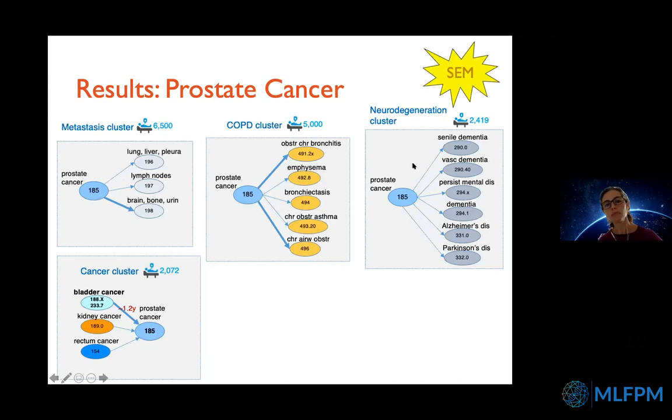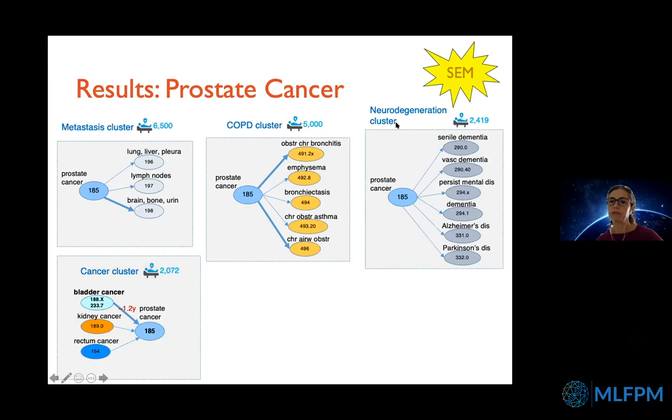Another interesting cluster was the one that we named COPD, the chronic obstructive pulmonary disease cluster, that contains a first diagnosis of prostate cancer, followed by different diseases that are part of the COPD definition. And again, these two diseases were the trajectories that were more populated in this cluster. It's important to note that COPD is a respiratory disease in which smoking is a risk factor. And for prostate cancer, it also happens that smoking is a risk factor. And also COPD is a predictor of mortality for prostate cancer patients.